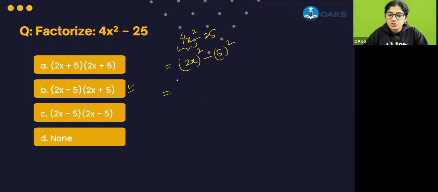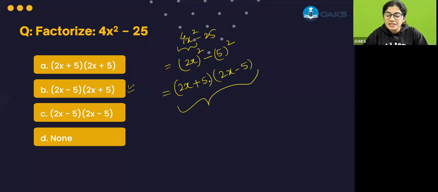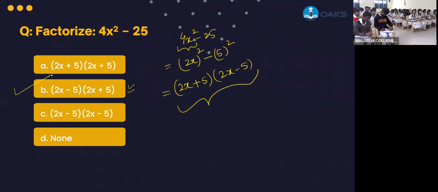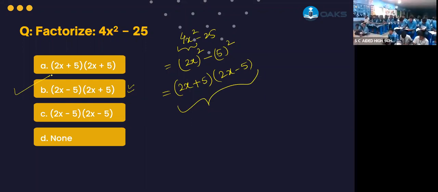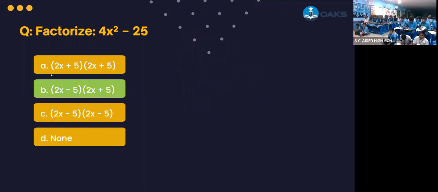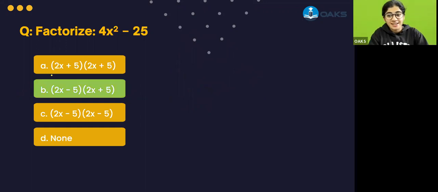Now, we just need to solve this. It is a plus b into a minus b, right? So 2x plus 5 multiplied by 2x minus 5 is the correct answer. That is B. Correct, everyone? Everybody understood this question? Okay, great. So this is the answer. That is B is the correct option.